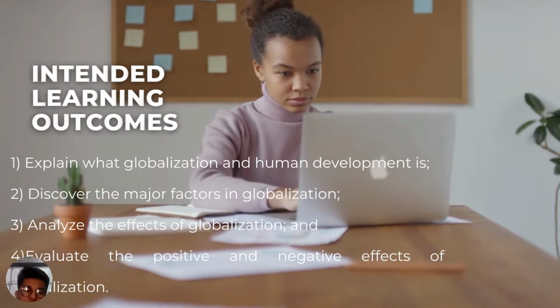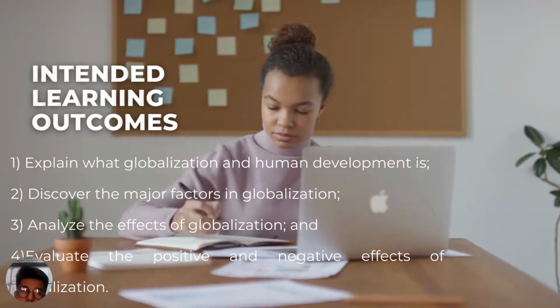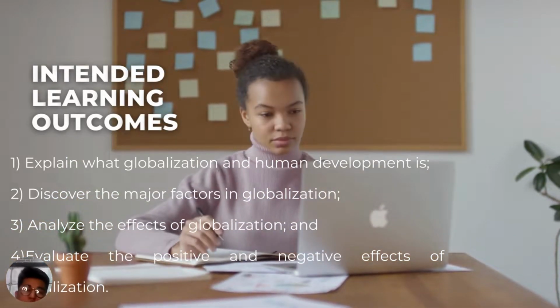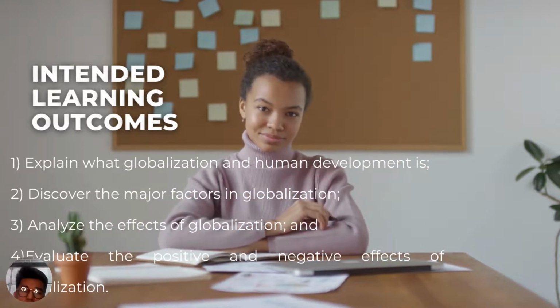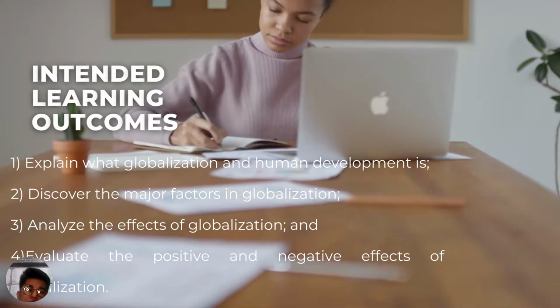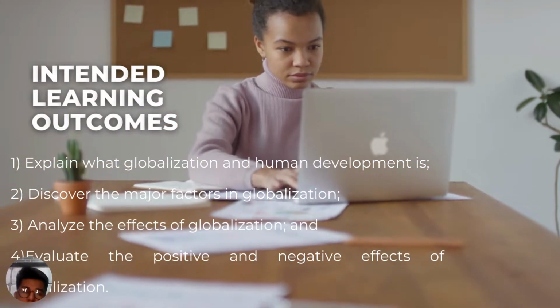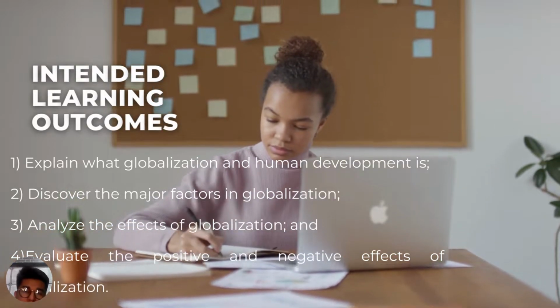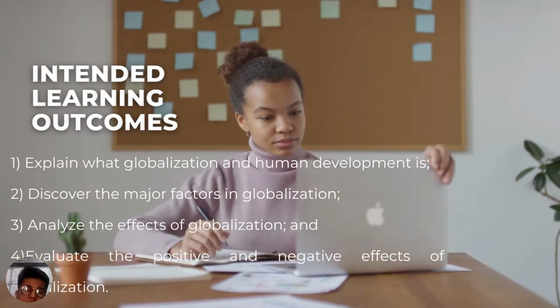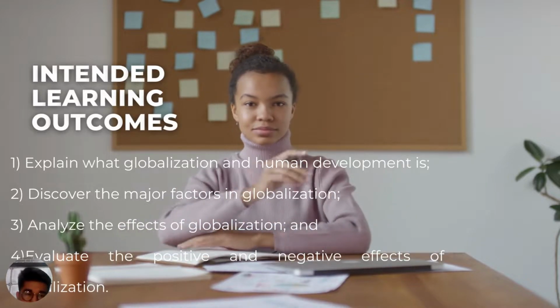For intended learning outcomes, the students are expected to: one, explain globalization and human development; two, discover the major factors in globalization; three, analyze the effects of globalization; and lastly, evaluate the positive and negative effects of globalization.